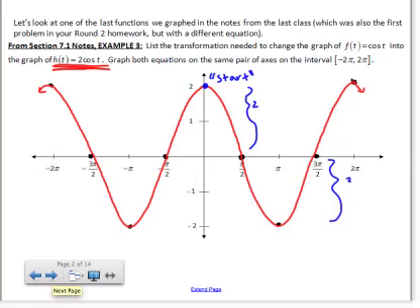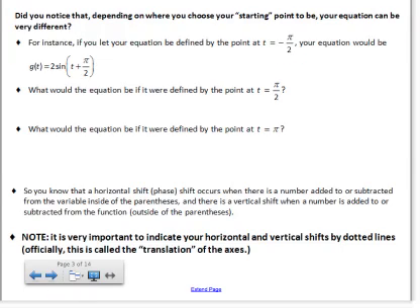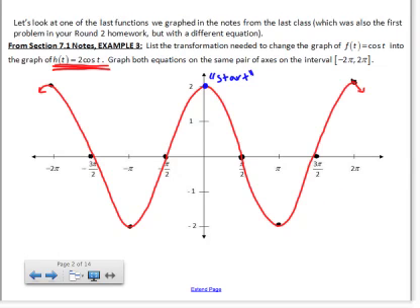And so one way to label this graph is the given function h of t equals 2 times the cosine of t. All right, let's go to the next slide, and then we're going to come back to this one. Okay, so for instance, if we let the equation be defined by the point t equals negative pi over 2, well, let's go back to our graph there. Okay, let's go to negative pi over 2.